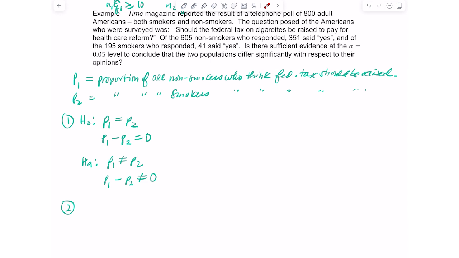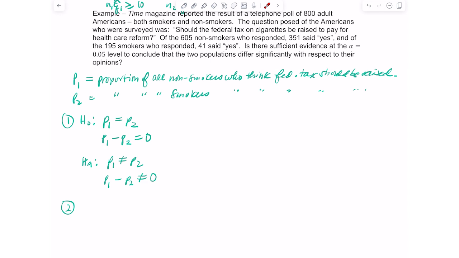The second thing we want to check is randomization. So the problem itself does not say that they were randomly chosen, but both groups should be representative of both populations. Okay, we know that 605 non-smokers and 195 smokers are less than 10% of the population of all smokers and non-smokers.